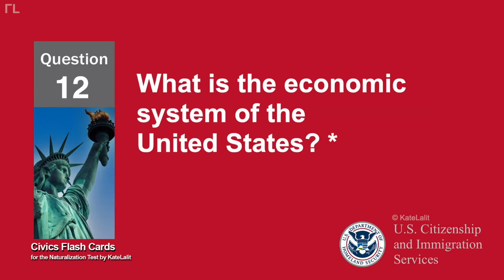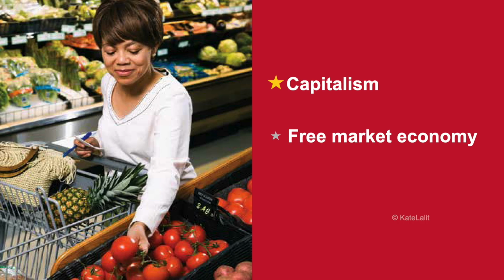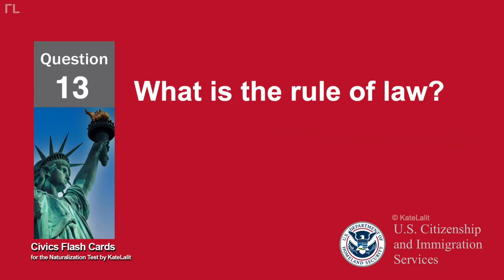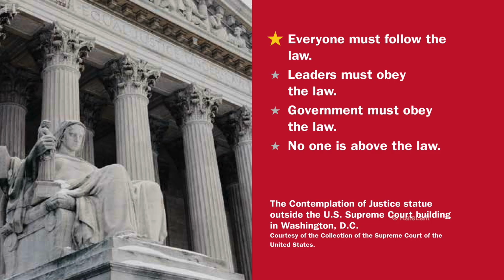What is the economic system of the United States? Capitalism, free market economy. What is the rule of law? Everyone must follow the law. Leaders must obey the law. Government must obey the law. No one is above the law.